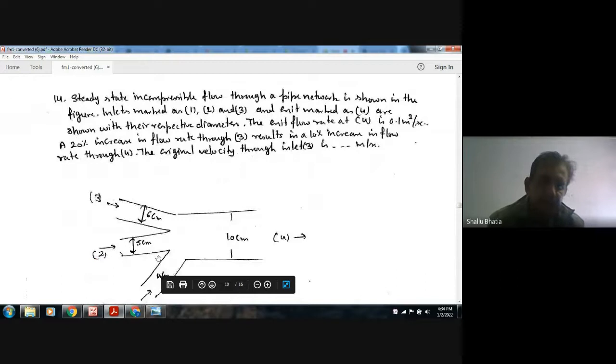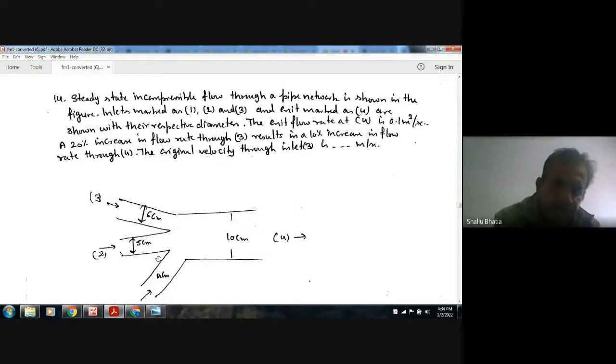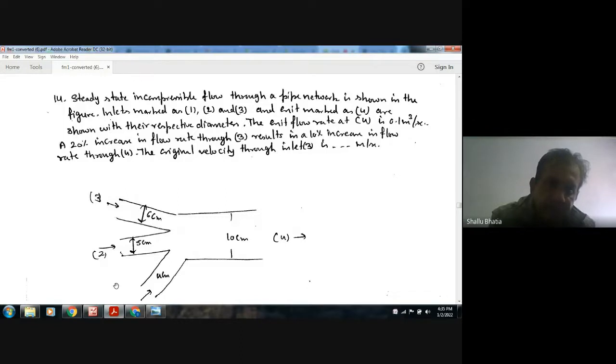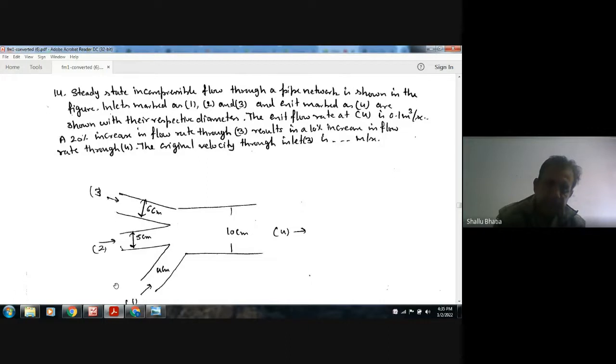Next, steady state incompressible flow through a pipe network is shown in the figure. Inlets marked as 1, 2, and 3, and exit marked as 4 are shown with their respective diameters. The exit flow rate at 4 is 0.1 meter cube. A 20% increase in flow rate through 3 results in a 10% increase in flow rate through 4. Okay. The original velocity through inlet 3 is dash meter per second.